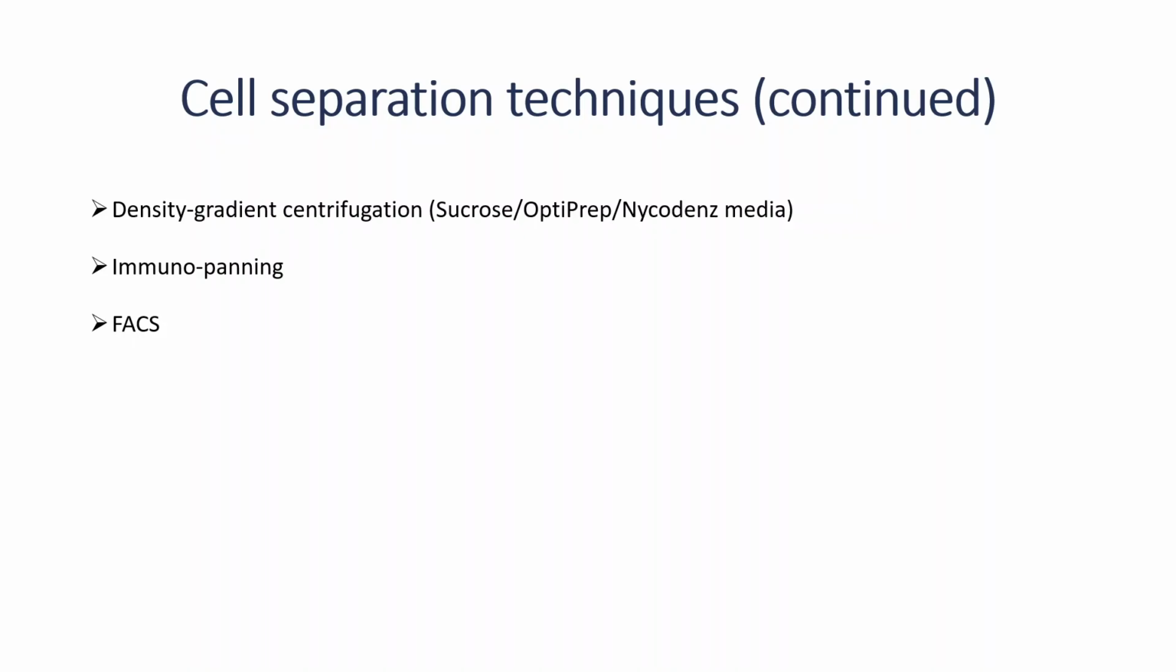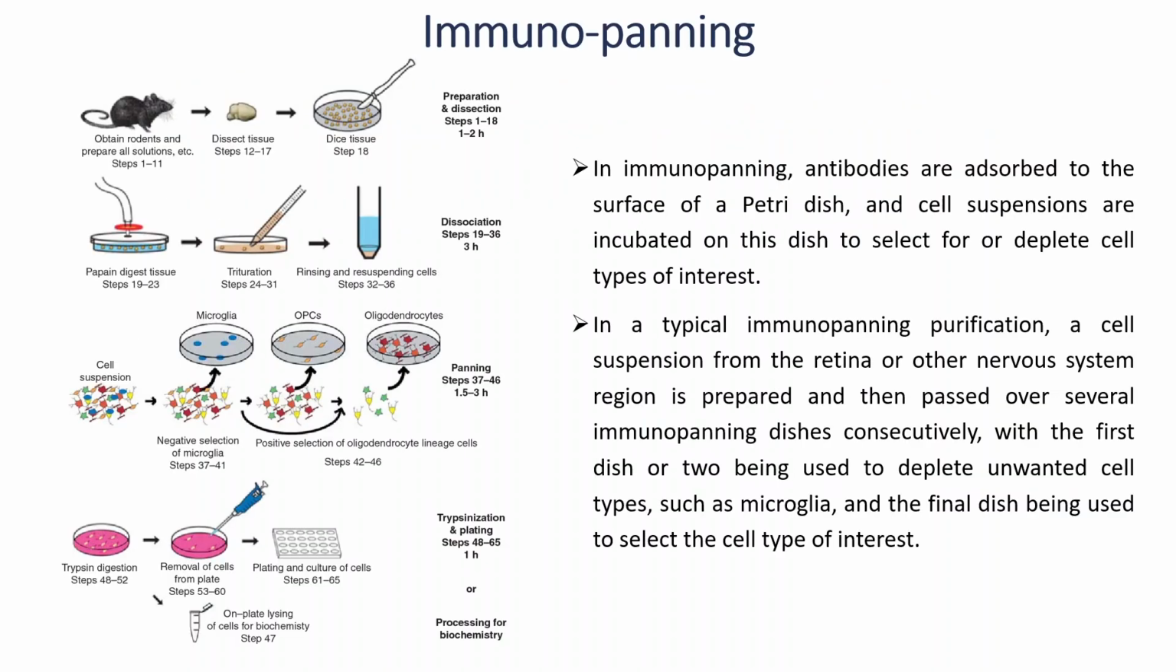So, based on the markers, we can separate the cells, and we can use two techniques for that. One is immunopanning, and the other one is FACS. In immunopanning, antibodies are absorbed to the surface of a petri dish, and cell suspensions are incubated in this dish to select for or deplete the cell types of interest.